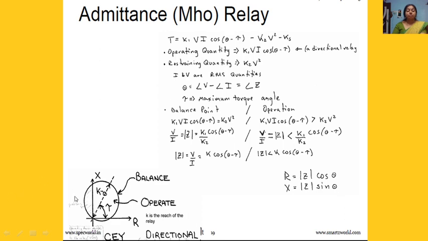Now this characteristic we can plot. It is again a circle, but this circle is passing through the origin. Here you can see it covers the first quadrant, so it is a directional relay.